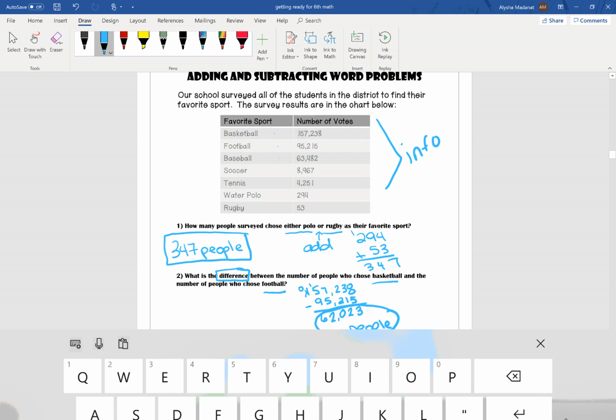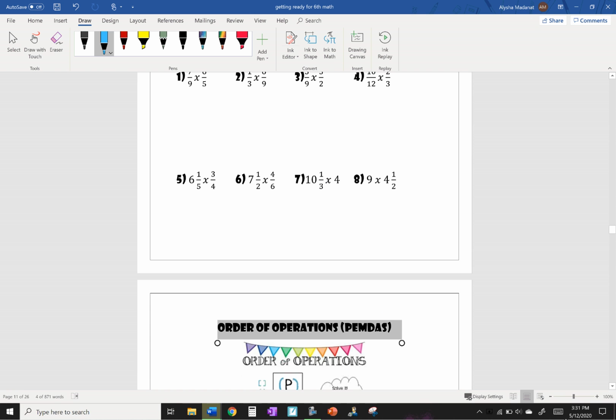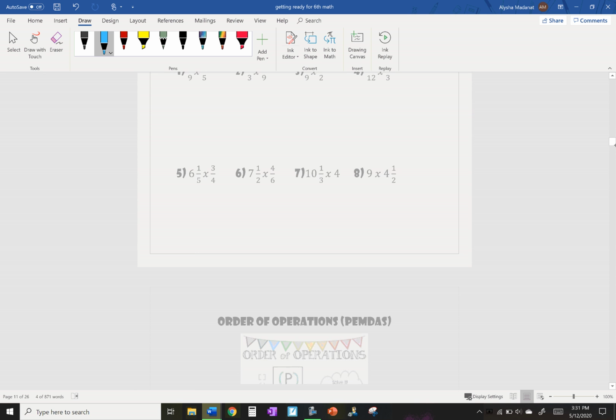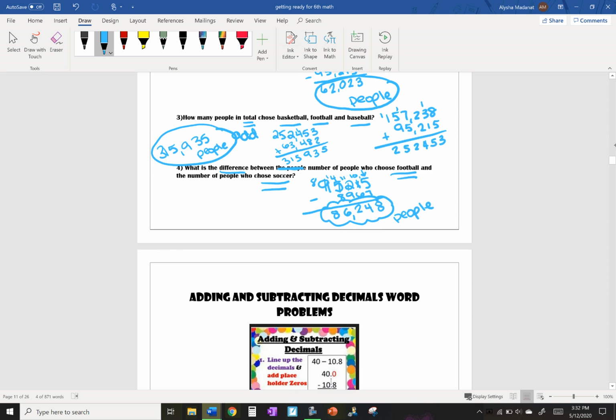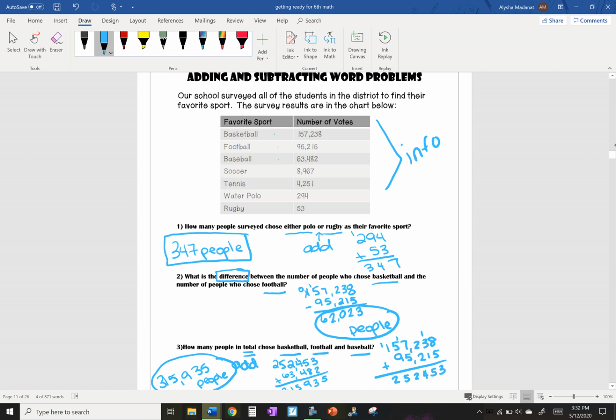So these are big numbers, adding and subtracting, and those key words. Those keywords are really important with these, and making sure that we use the table correctly.